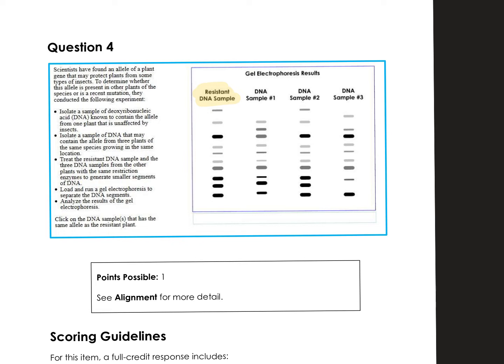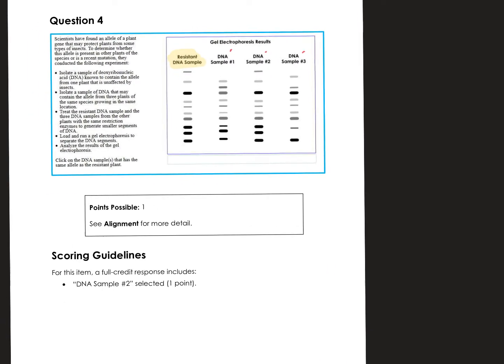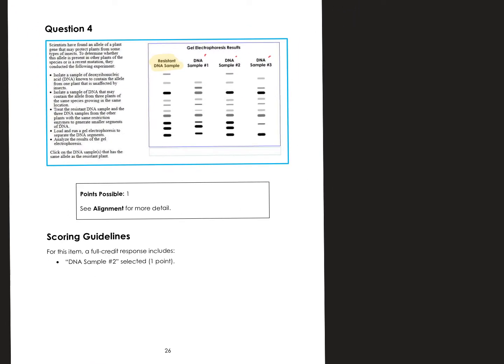Then it says, isolate the DNA that may contain the allele in 3 plants of the same species growing in the same location. So there's 1, 2, and 3, right? In the same location, so you're kind of controlling all the different variables. Treat the resistant DNA sample and the 3 DNA samples of other plants with the same restriction enzyme and generate smaller segments. So you're breaking the DNA up into small bits, and you're running it through a gel and separating. Again, what are we looking for? Just a pattern, a similar pattern. Which one of these has the most similar pattern or different pattern, depending on the question they're asking us?